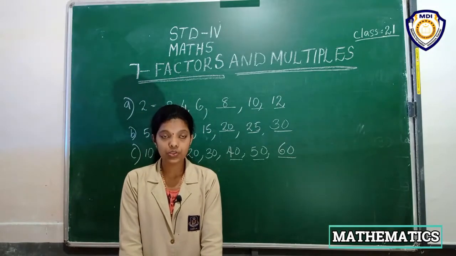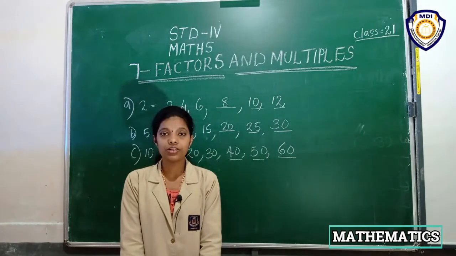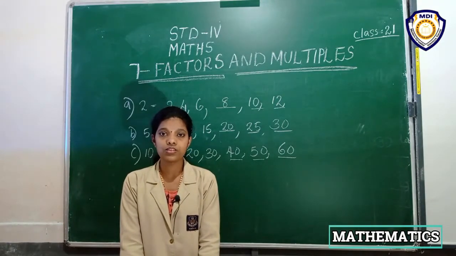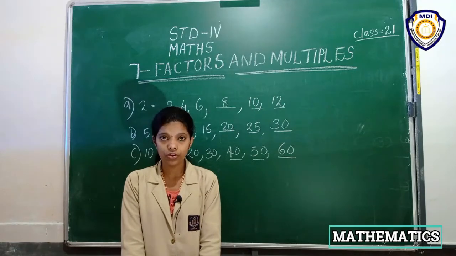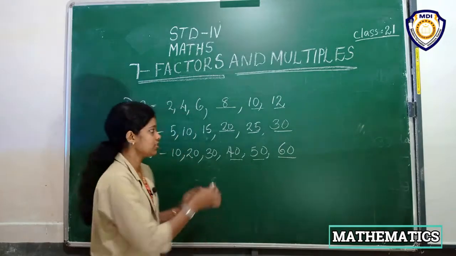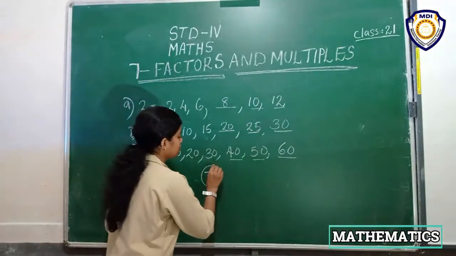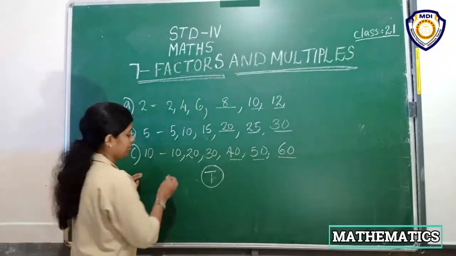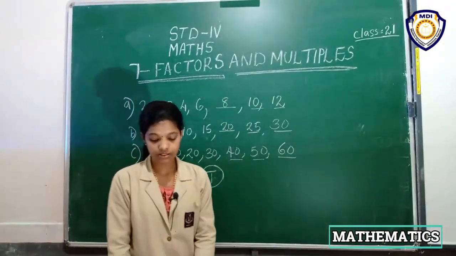8 divided by 2. We get the answer 4, and the remainder is 0. Is it true or false? 8 divided by 2 is 4. 4 twos are 8. This is the correct one. True. Write true. Then the second one.